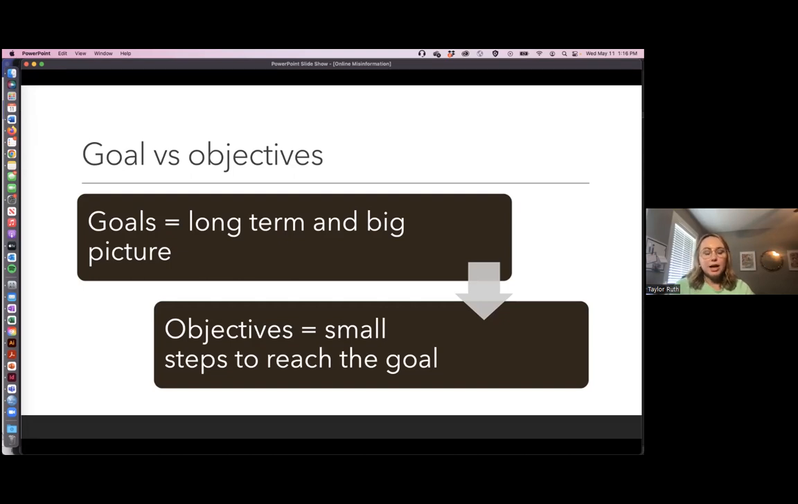Within social media, I think it's really helpful to think about your objectives in terms of your engagement. So your likes, your comments, your shares, as well as your reach or your impressions. So how many people are actually viewing that content.